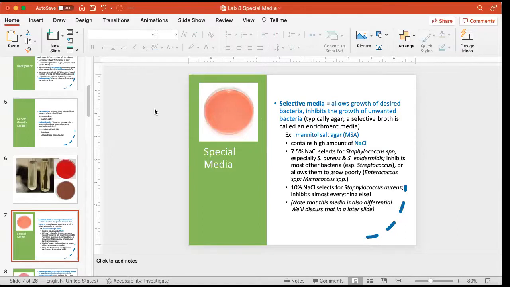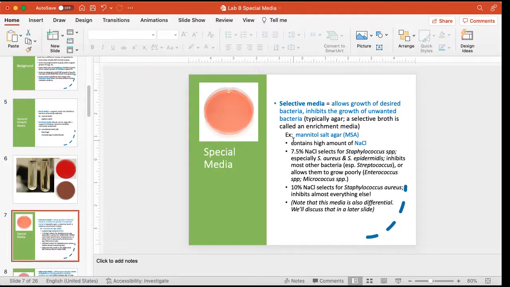Now, one of the common selective media is one called mannitol salt agar, or MSA. This is the one I mentioned at the beginning of lab today. Now, what makes MSA selective is this ingredient, salt. It has a particular kind of salt in it. It has sodium chloride in it, and it has a lot of sodium chloride in it. You can actually buy or make MSA in two concentrations of salt. You can make it with 7.5% sodium chloride, or you can make it with 10% sodium chloride.